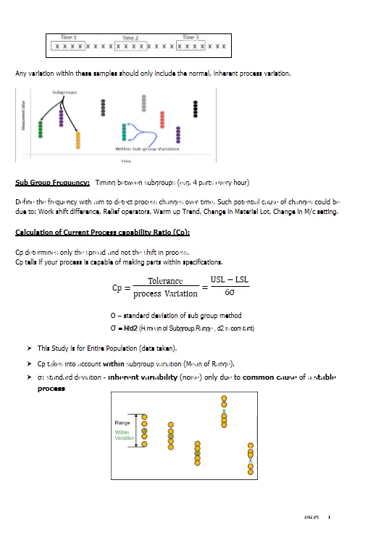CP calculation. CP determines only the spread and not the shift in the process. CP tells if your process is capable of making parts within specifications. CP equals tolerance divided by process variation. This study is for the entire population. CP takes into account within-subgroup variation. Sigma is inherent variability only, due to common cause of a stable process.